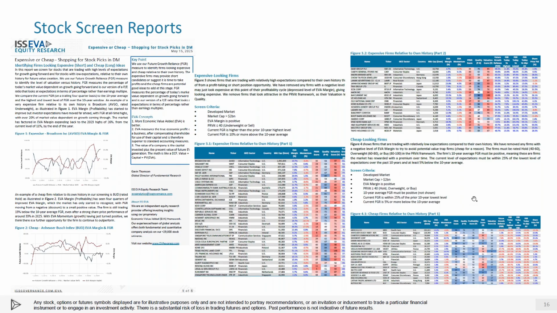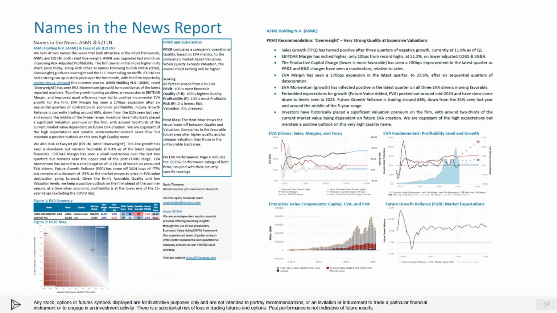Then the next one we call names in the news. So this is the more bottom up, 2 stock analysis report. Generally what we're doing is looking at a couple of firms that have been in the news over the past week, and then we run through the analysis looking at that firm or those 2 firms through the EVA lens. And again, it's really insightful in terms of how the stocks are looking.